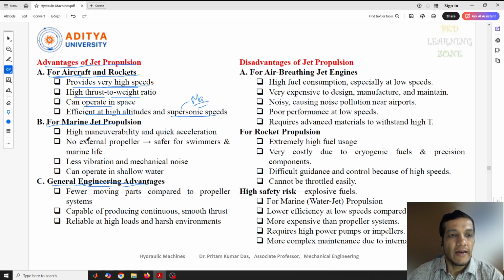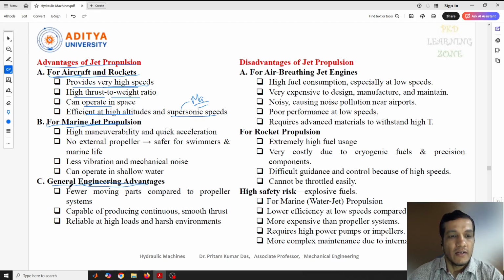Okay, and for marine jet propulsion, there is high maneuverability and quick acceleration, and there is no external propeller, so it is safe for swimmers and marine life. There is less vibration and mechanical noise for marine jet propulsion, and it can operate in shallow water.